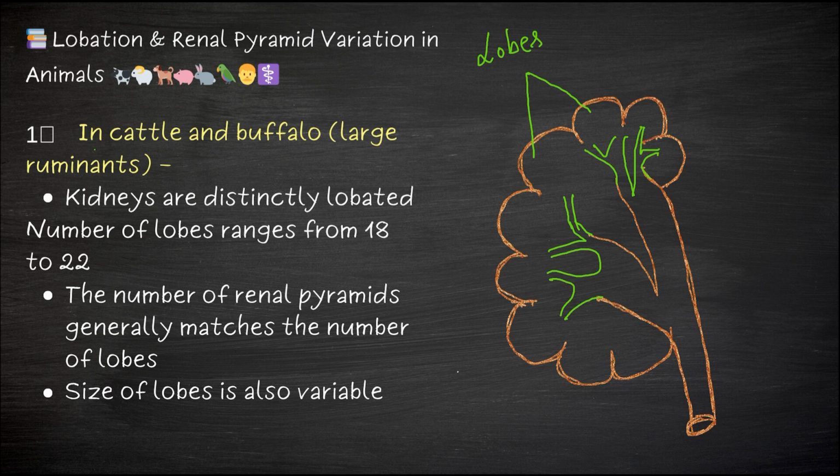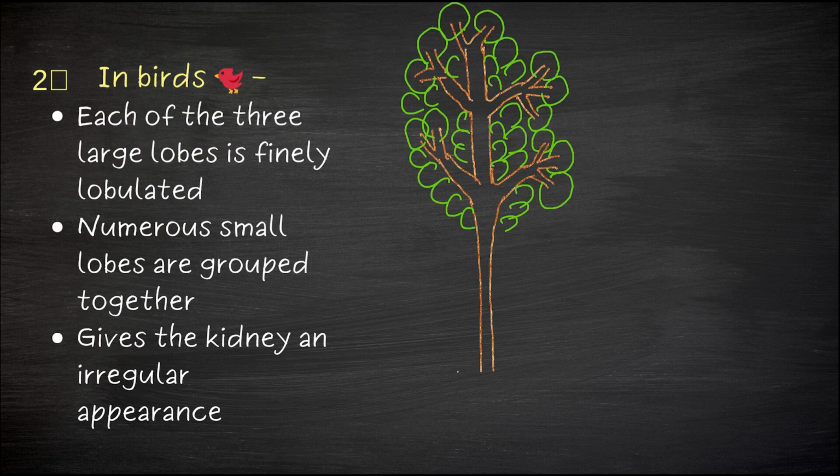Now, just a brief review of lobation and renal pyramid variations in the animals. Already we have discussed, in cattle and buffalo you will find large units, lobes. Kidneys are distinctly lobated. Number of lobes ranges from 18 to 22. So in cattle and buffalo you will find the lobes. In birds, each of the three lobes is finely lobulated. Numerous small lobes are grouped together, giving the kidney an irregular appearance.